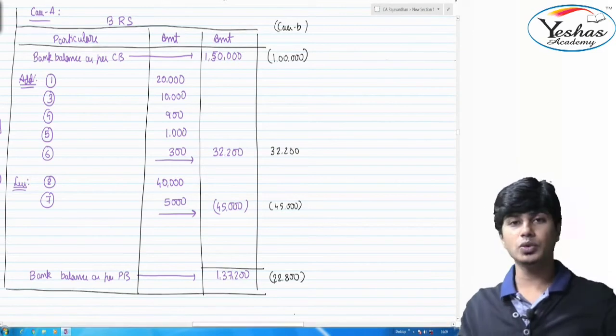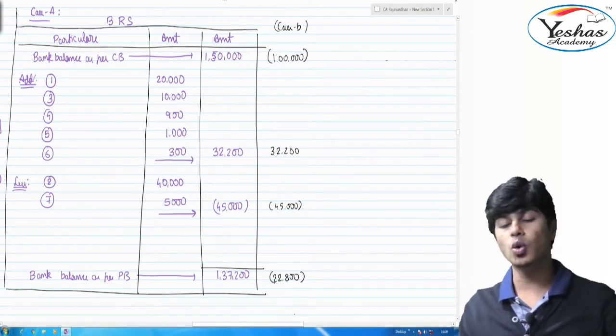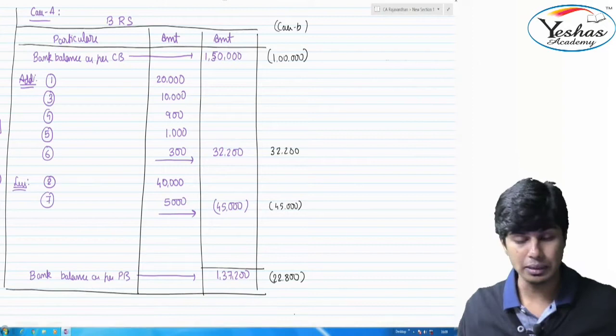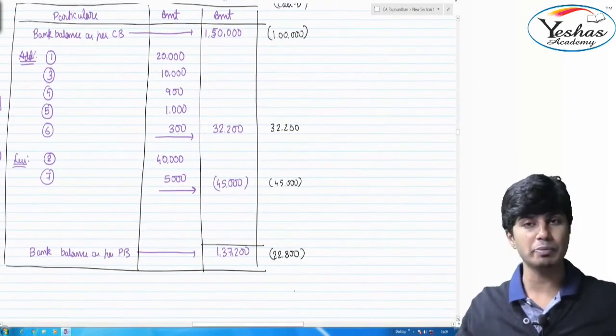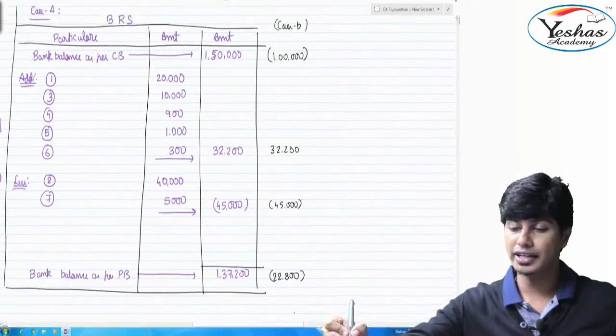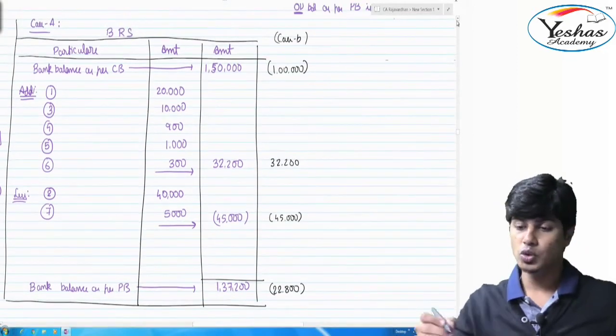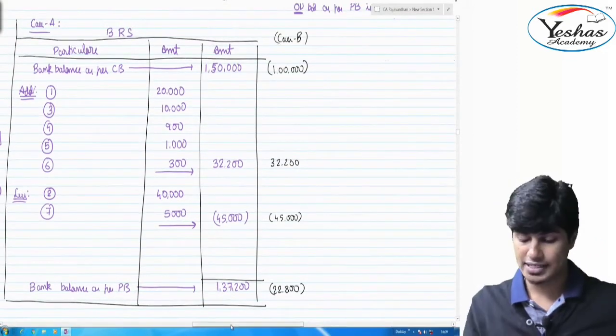Negative 22,800. So that is my overdraft balance as per passbook. Yeah, overdraft balance as per passbook is 22,800, or balance as per passbook is minus 22,800. That's how we write our case B. So once we're done with case B, now I'll do case C and D.